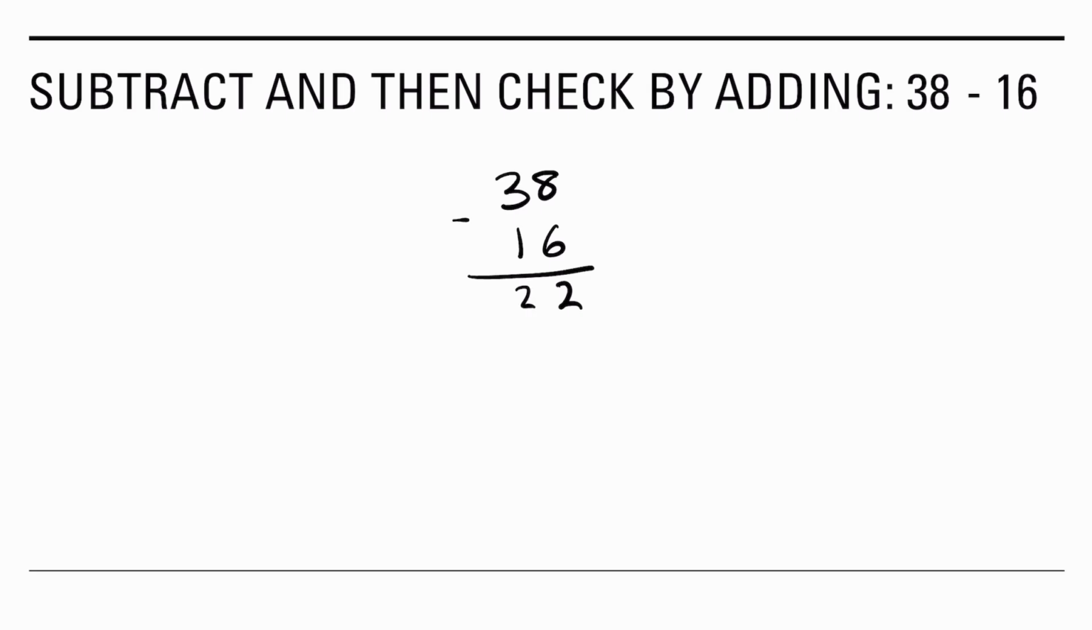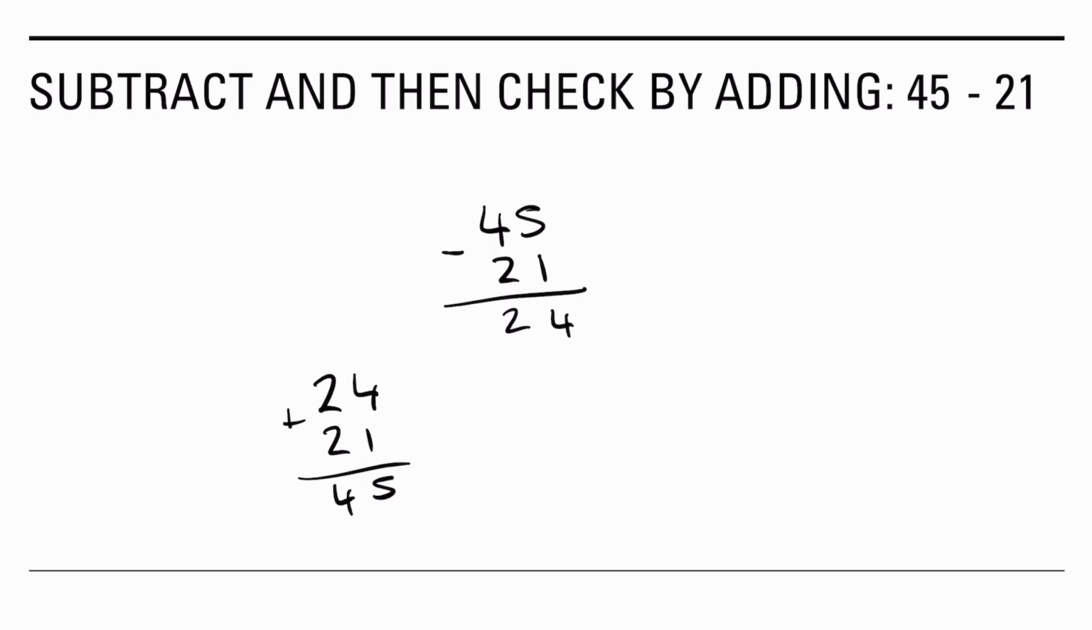If we were to do this again, we would basically just turn this line into a plus, and we would turn this into an equals. And so we should go 22 plus 16. And so checking that that does equal 38, we would go 2 plus 6, which is 8, 2 plus 1, which is 3. And so we do get 38, and so that is correct.